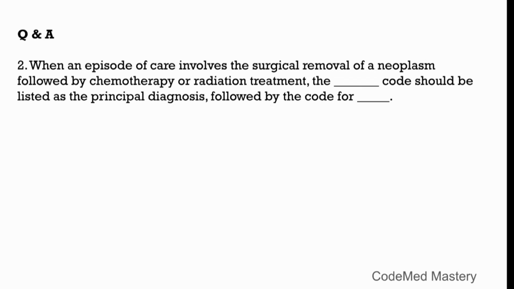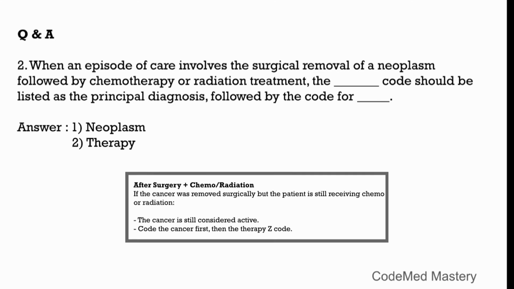Next, when an episode of care involves the surgical removal of a neoplasm followed by chemotherapy or radiation treatment, which code should be listed as principal diagnosis and which code should be listed as secondary diagnosis? So, what is the right answer? The right answer is first we'll code the neoplasm code, second the therapy code. If the cancer was removed surgically but the patient is still receiving chemo or radiation, then the cancer is still considered active. So, code the cancer first, then the therapy code.